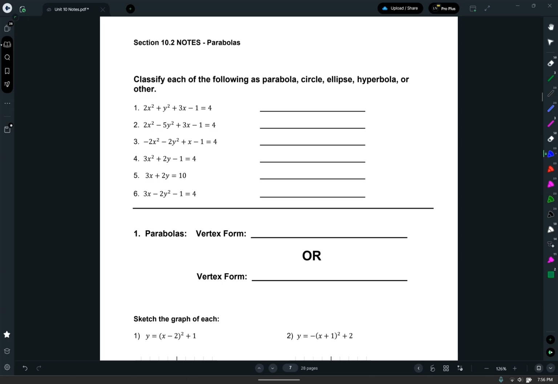So first of all, remember what we talked about yesterday in 10.1, and that was about how to classify. In other words, just by looking at the equation, can you tell which of these it is? So keep in mind the parabola is the one that only has one squared term, right? Whereas all three of these have two squared terms. Okay, and then again, just keep in mind the circle is going to have the same coefficient.